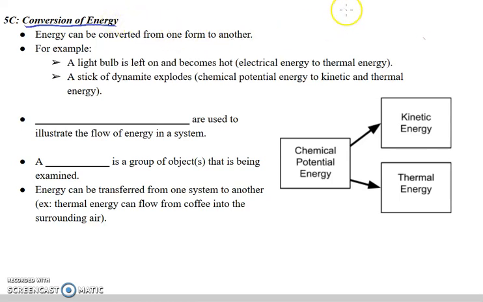For example, if you have a light bulb and you leave it on, eventually it's going to become hot. So what's happening is the electrical energy that's powering the light bulb is being converted to thermal energy, to heat. So that's one example, the energy going from one form to another.